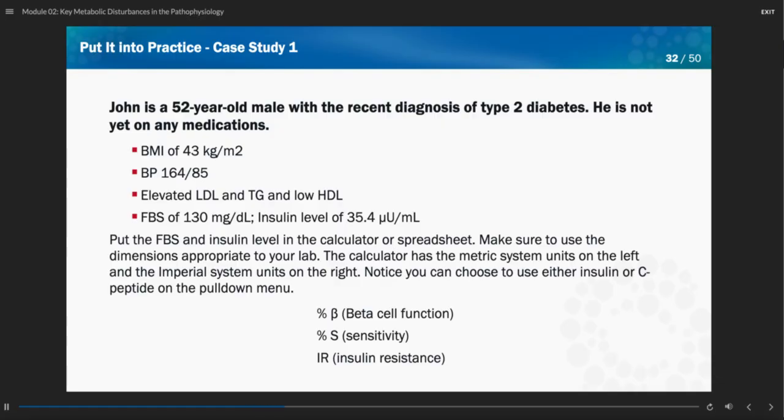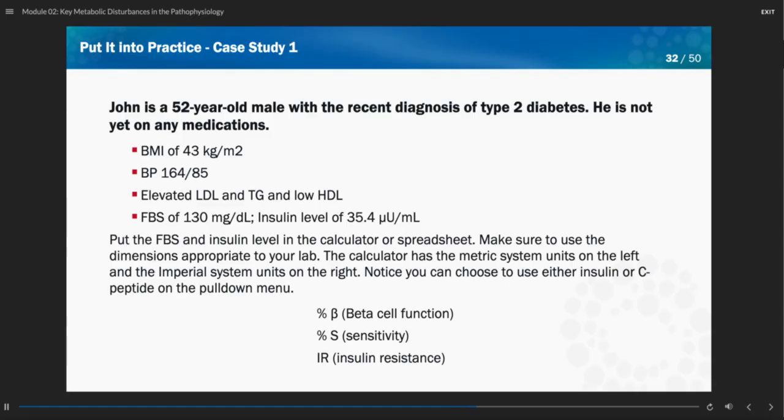His LDL and triglycerides are up, and his HDL is down. Again, it sure sounds like metabolic syndrome. Fasting blood sugar of 130 and an insulin level of 35.4 microunits per mil.